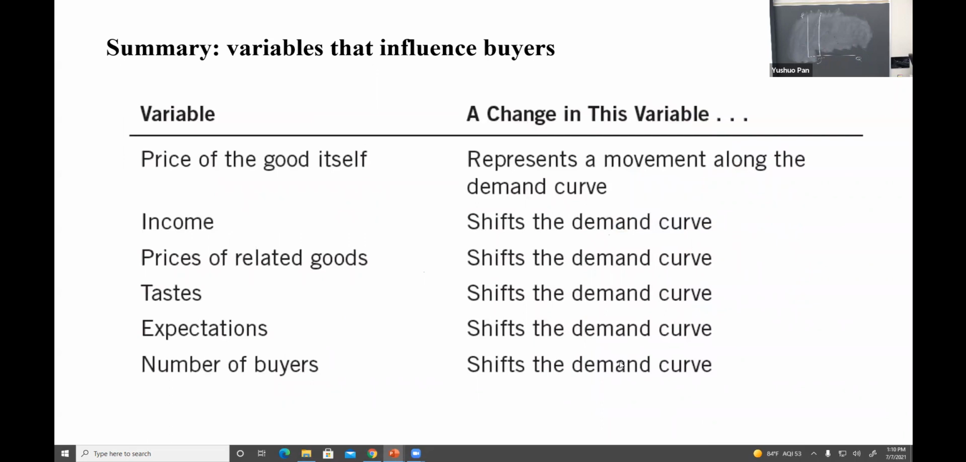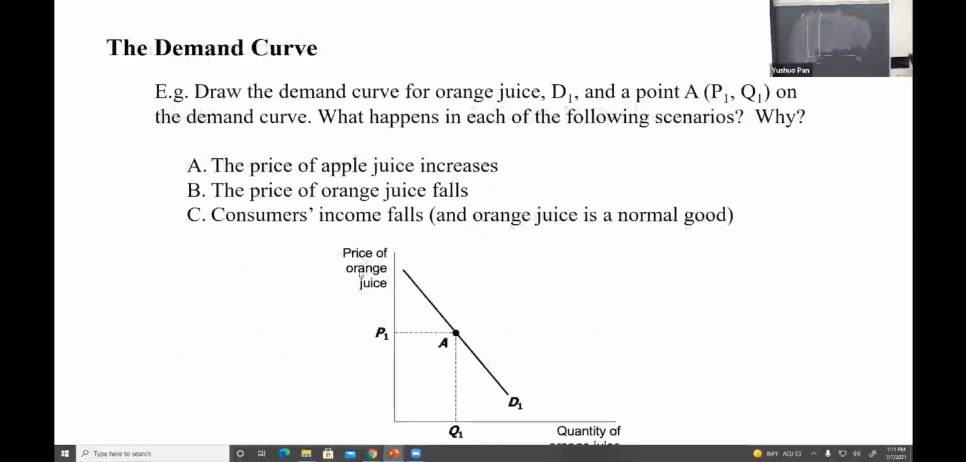Here is the summary. Again, only when the price of that good itself changes, that's the movement along the curve. That's the quantity demanded change. And other than that, the other 5 non-price determinants will change the demand curve. All right, this is again important in this chapter. Okay, let's try one example together.